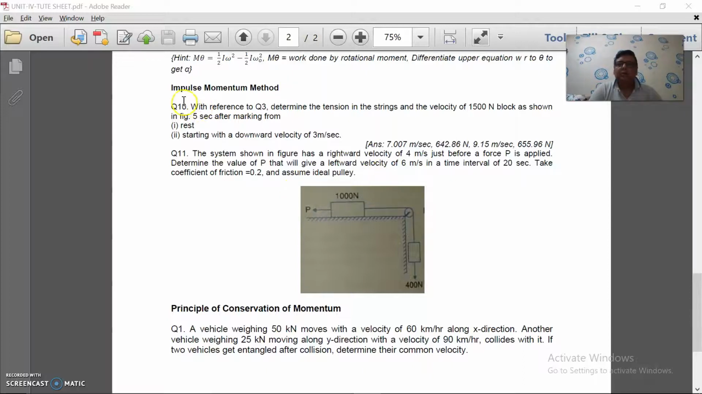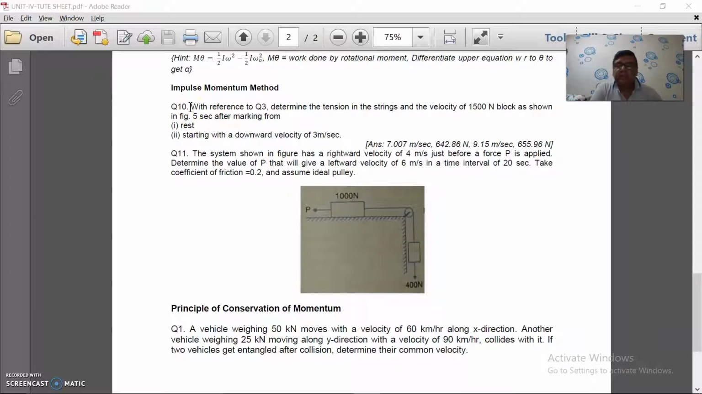Okay, so in this video we'll discuss the method to solve questions based upon the impulse momentum method, and the last one will be the principle of conservation of momentum, right? Okay, so let us first read out this particular numerical.